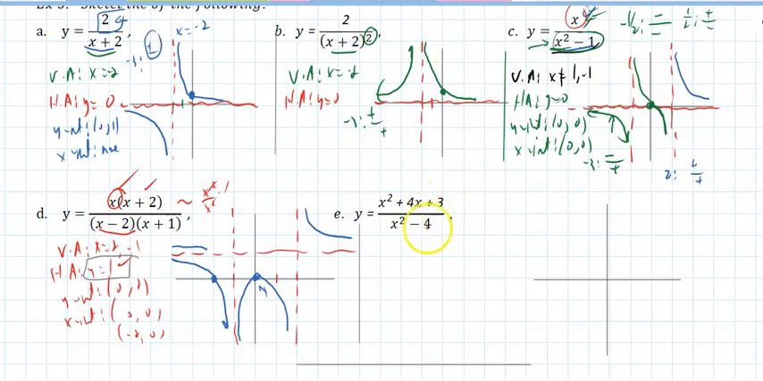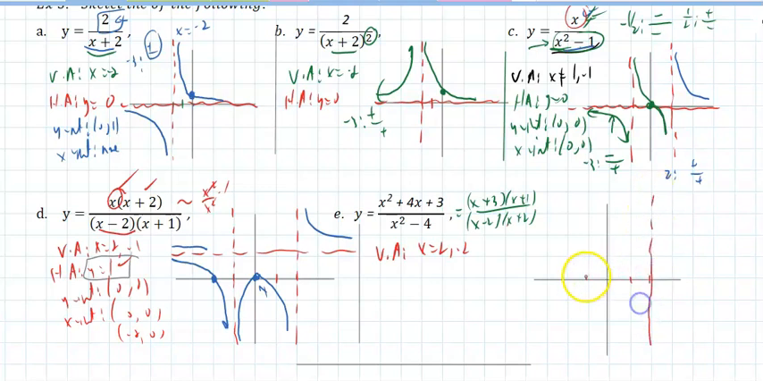Here again, I factor. That is x plus 3 into x plus 1 over x minus 2 into x plus 2. So here we have two vertical asymptotes. First one is x equal 2 and negative 2. So 2 can't have, negative 2 can't have. Degree of the top dominated by x squared. The leading is x squared. They cancel out. That's the horizontal asymptote, y equal 1.